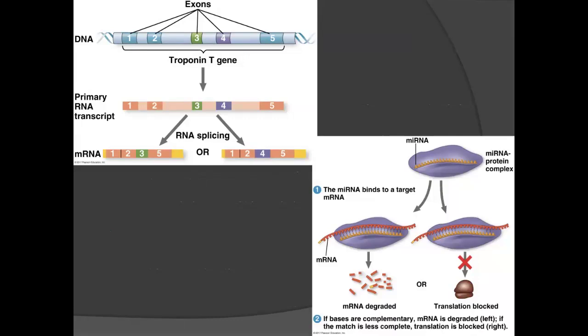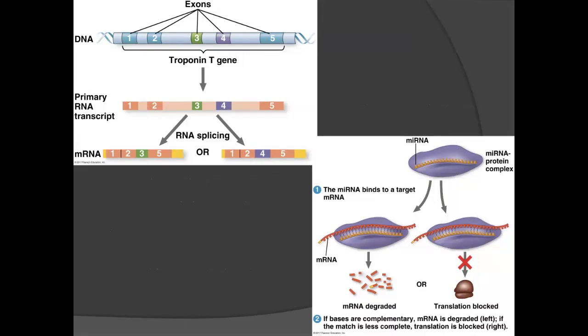This diagram here illustrates the concept of alternative RNA splicing as well as the role of microRNAs. In the top diagram, we have a DNA molecule that consists of 5 specific exons. These exons are part of the troponin T gene. We can see that the primary transcript that would result from this DNA template consists of all 5 exons.